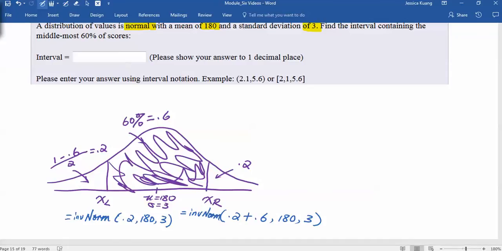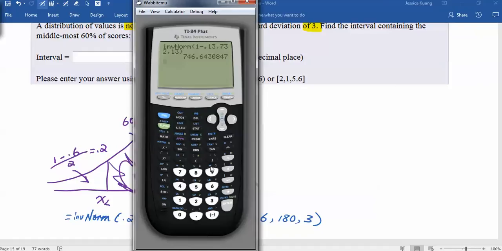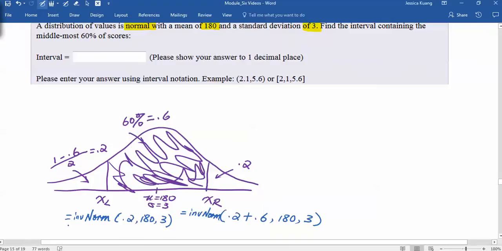Okay, so now I'm ready to pull out my graphing calculator, and I will press second VARS and enter 0.2, comma 180, comma, and the standard deviation is 3. So close the parenthesis, and that will give me the left boundary, which is 177.5. So let me write that down.